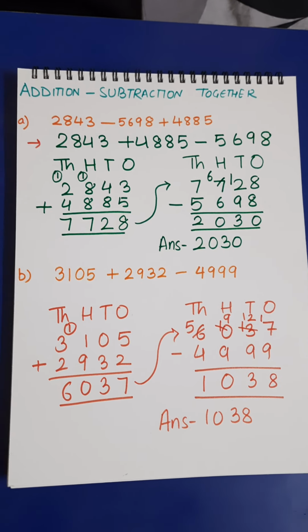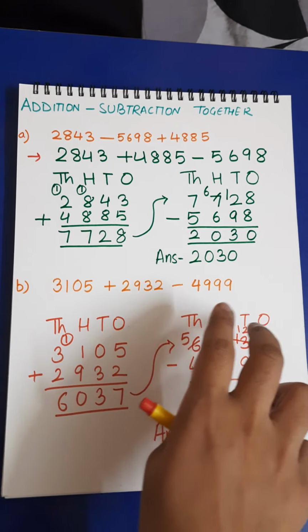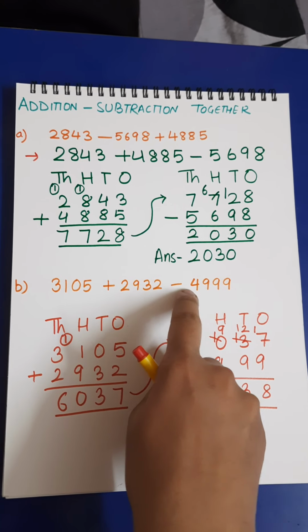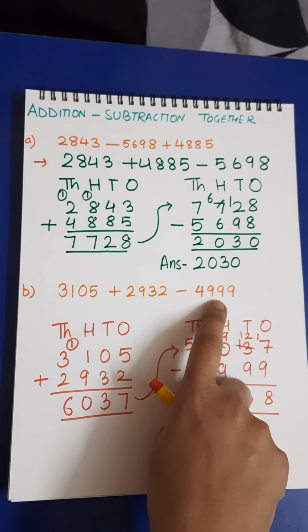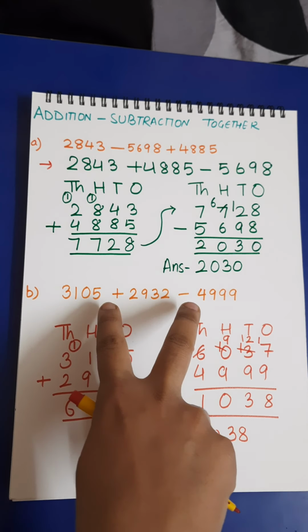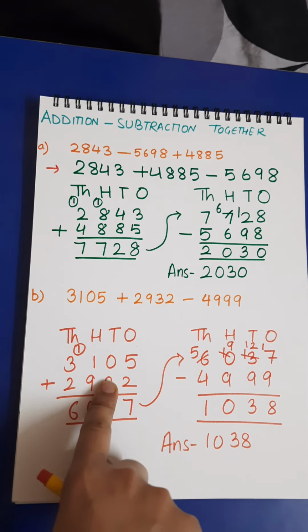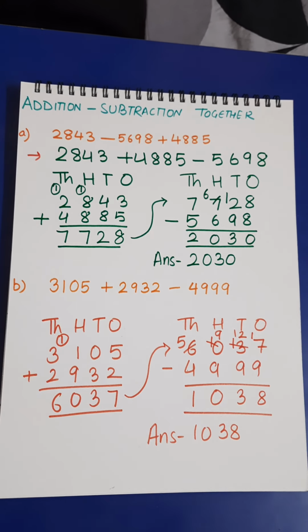See, it's very easy. It's all addition and subtraction we have done, but the only thing to take care of is that this is for subtraction. You cannot add anything to it, right? And these are for addition. So you need to add first. Whenever you have addition and subtraction together, add first and then subtract. And then you will get your final answer.